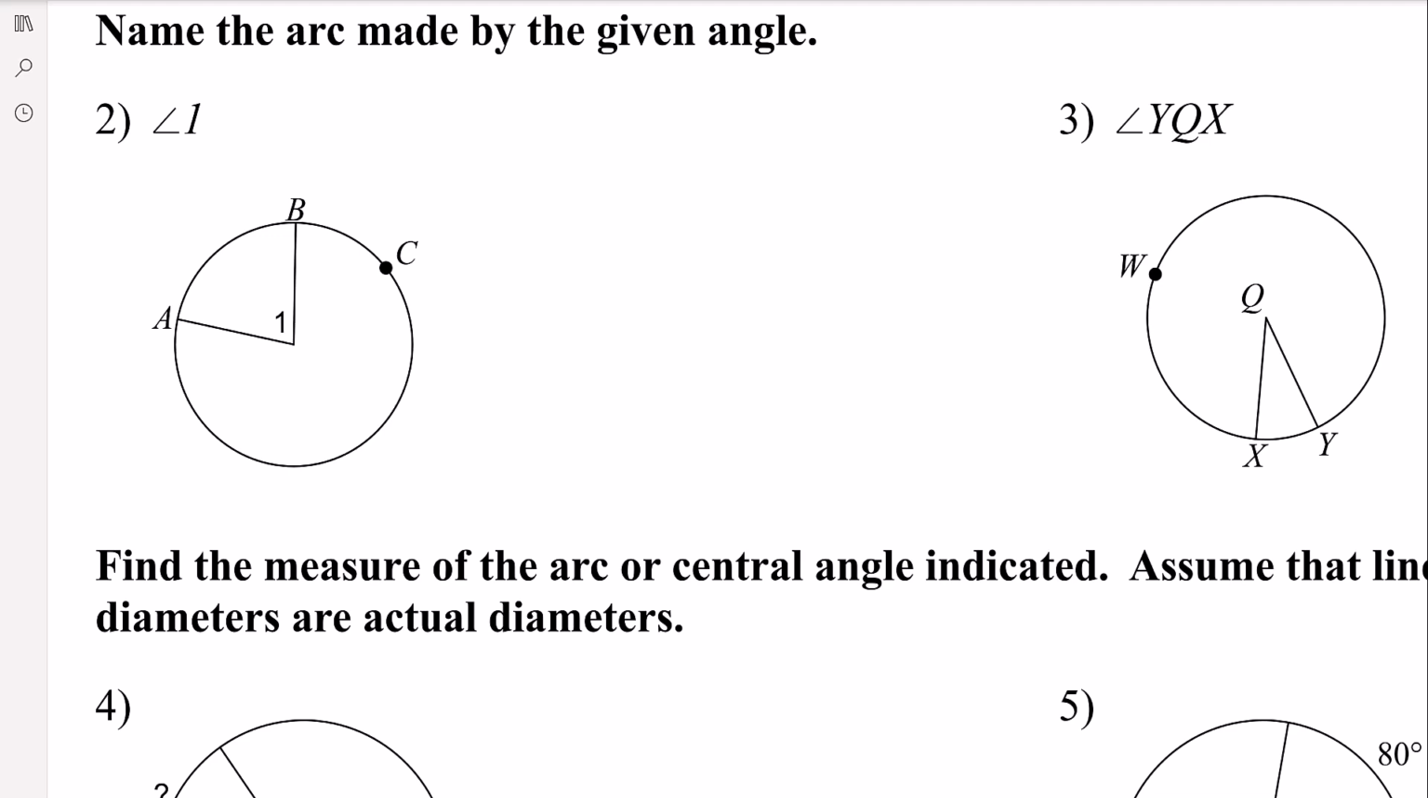Okay, now we're getting into it. Name the arc made by the given angle. So here's the angle. Here's where the angle intercepts the circle. So that would be arc, uppercase letters, arc AB. I'm just going to put an arrow, arc AB.